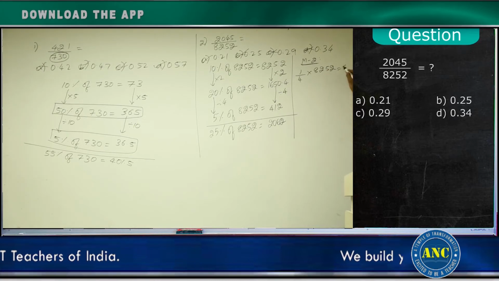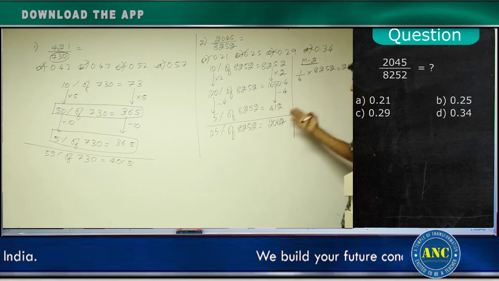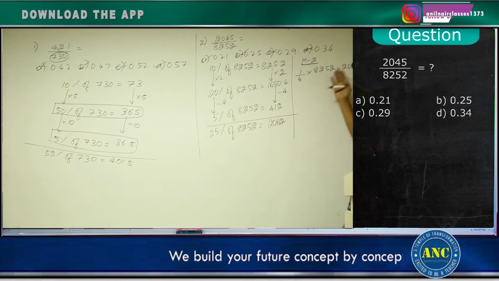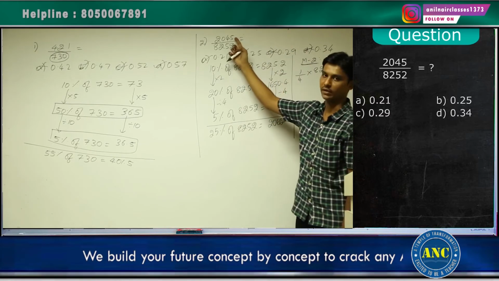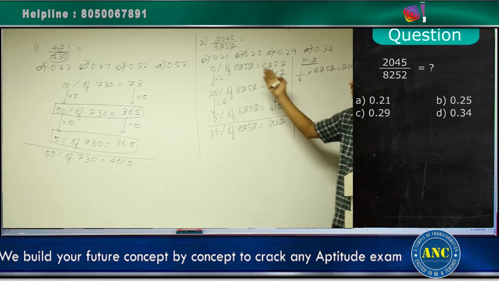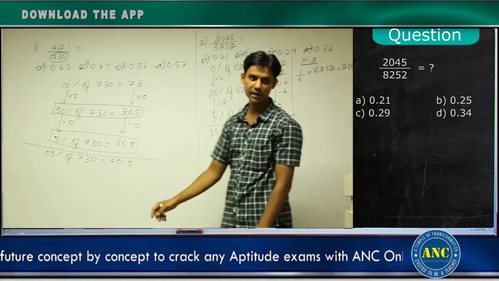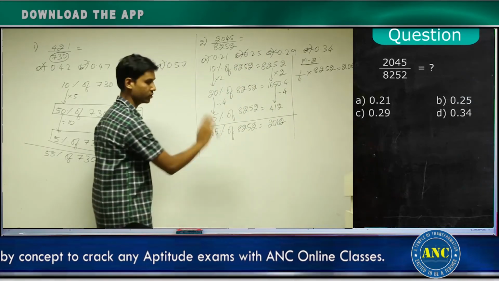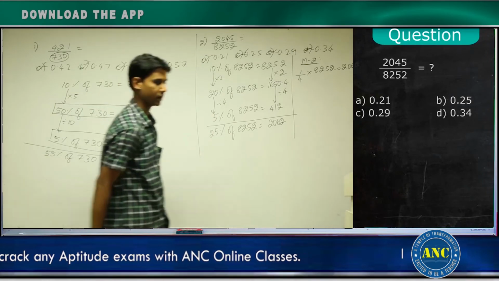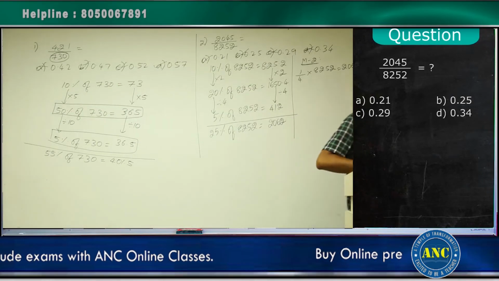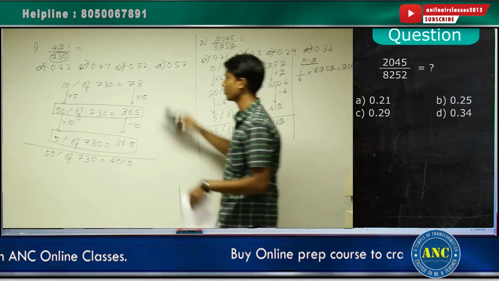1 by 4 of 8252 is 2063. That is what you got here also. Okay. You got 2063 but it is 2045. The answer should be less than 25%. The only option is 0.21. Understanding? You can go by answer options or this is the way to calculate. Whichever is easy for you, you calculate. Next, please write the third question. We will discuss two more questions, then we will go to the problem.